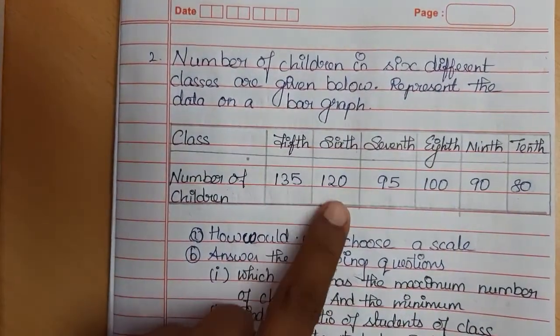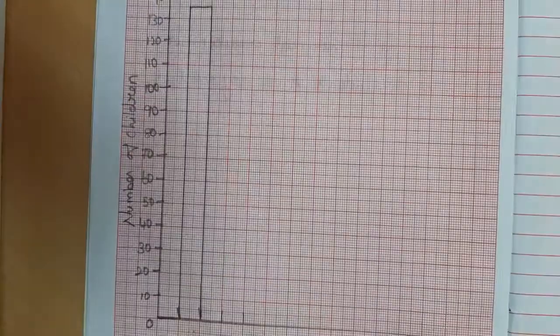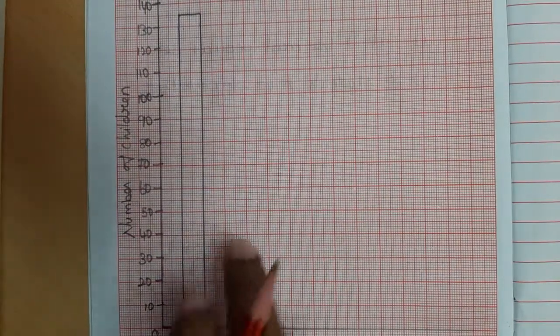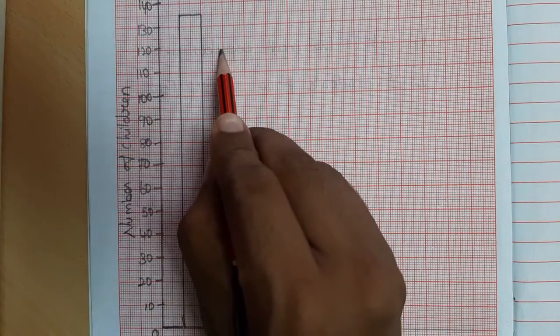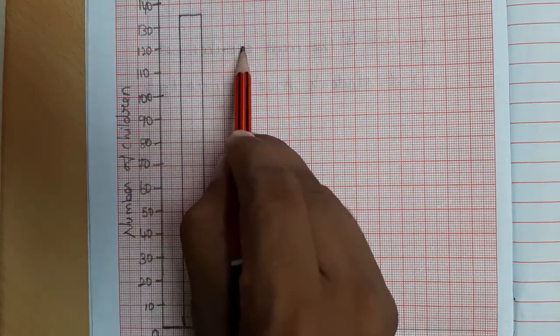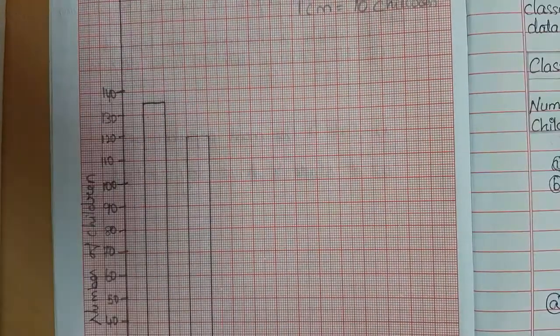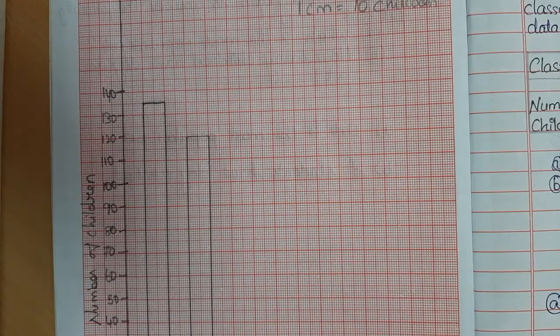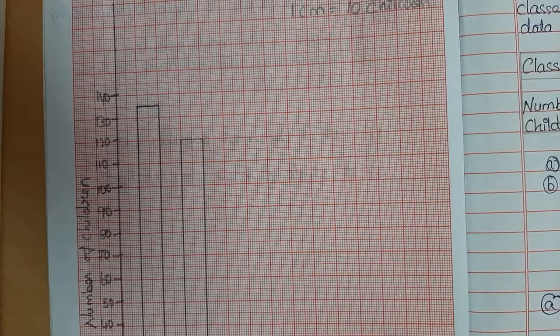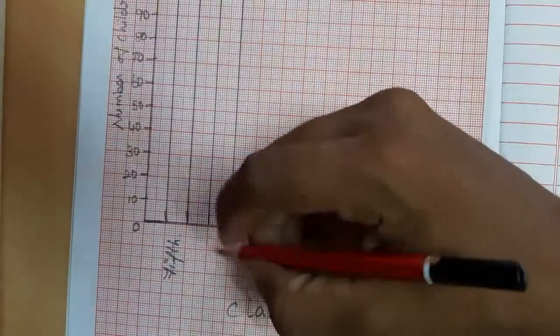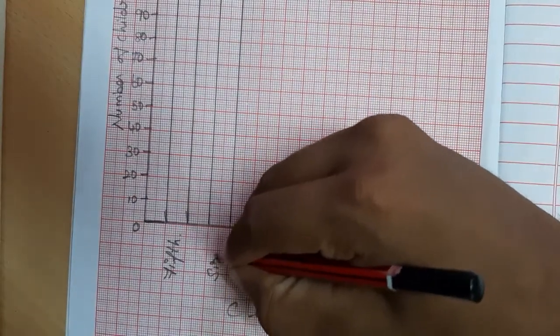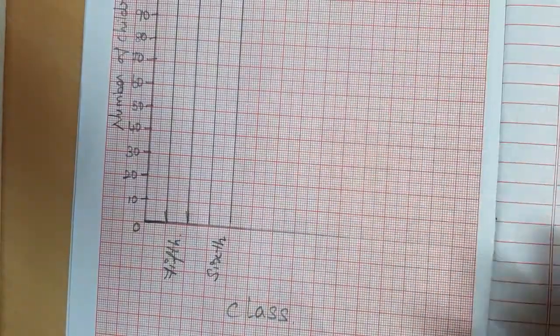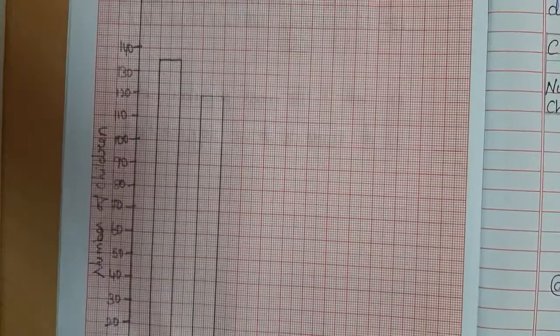The 6th standard represents 120. So I'm going to rise this bar up to 120. Here the 120 is, right? So up to this level I'm going to rise. You can see that now I have raised the bar up to 120. And below you write the class name, 6th, right? Next is the 7th, which is 95.